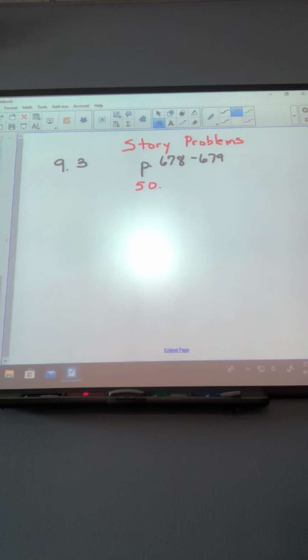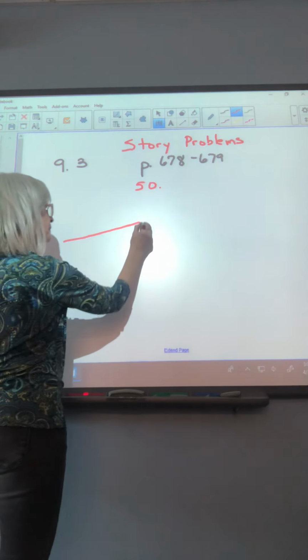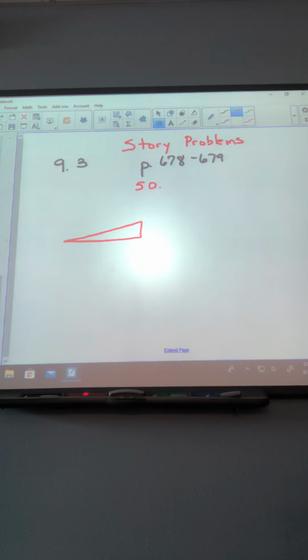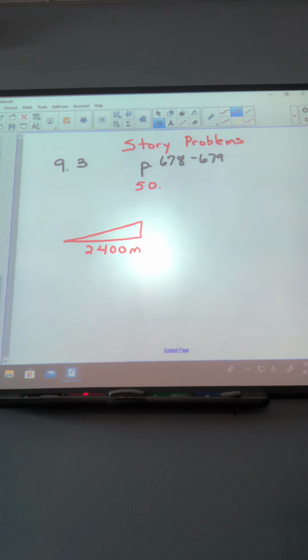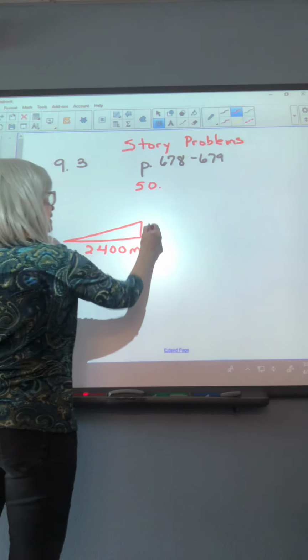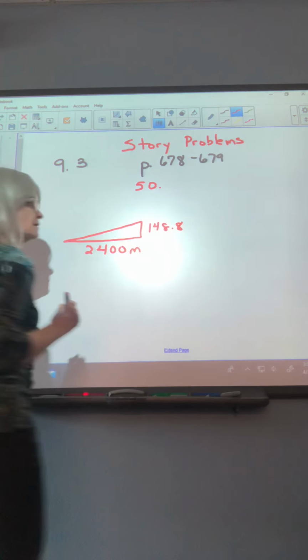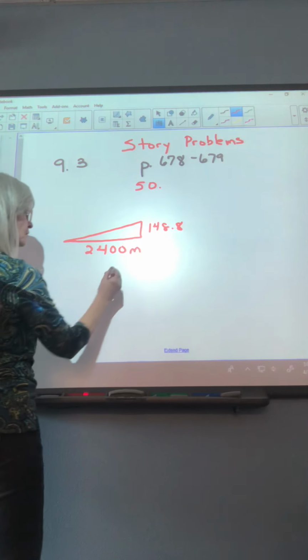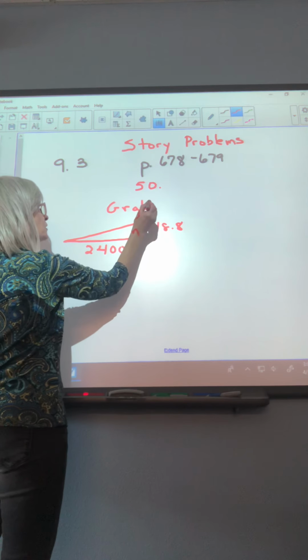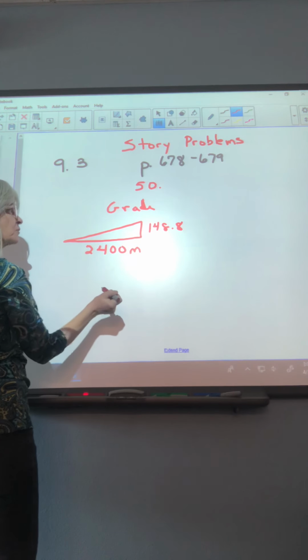So number 50 has a truck and it's going up a highway, and it says find the slope or the grade of the road. And so you can see that the truck is going up a road that has 2,400 meters, and as he's driving up he's rising 148.8 meters. And so to find the slope of the road, and it also says or grade, so the real clue here is the word grade. They want us to make a percentage of this.